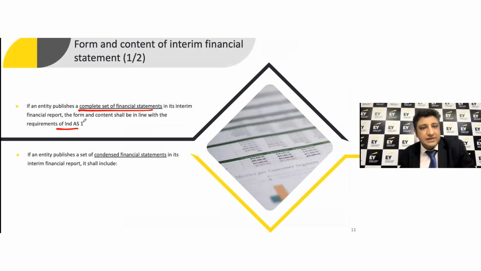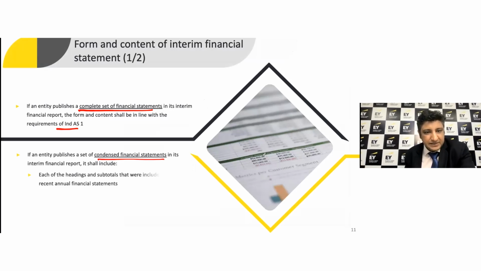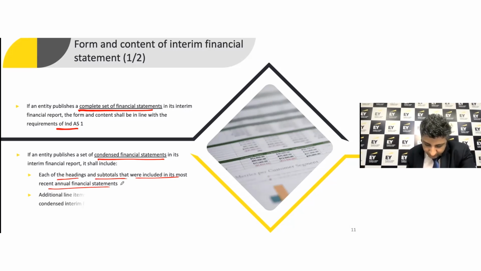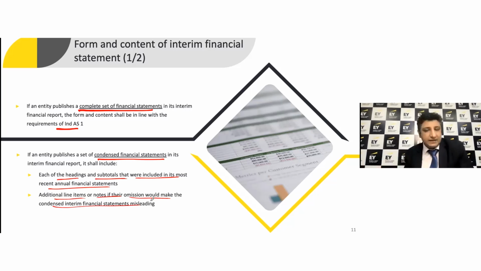You follow the requirements, the form, content, the information that is required as per Ind AS 1. However, if you prepare a set of condensed financial statements, then you need to include the headings and subtotals included in the most recent annual financial statements and additional line items or notes, if you believe that would be desirable. If you don't disclose those, then it can create some misleading information, right? Now, what does it mean? How do you read that part?